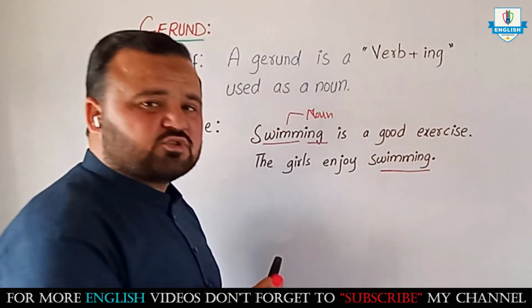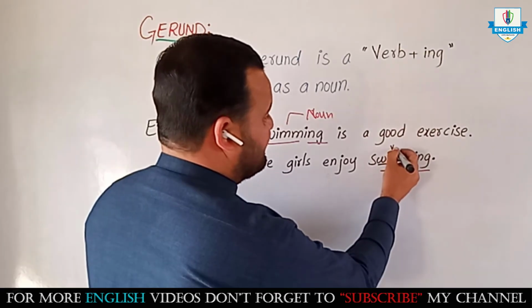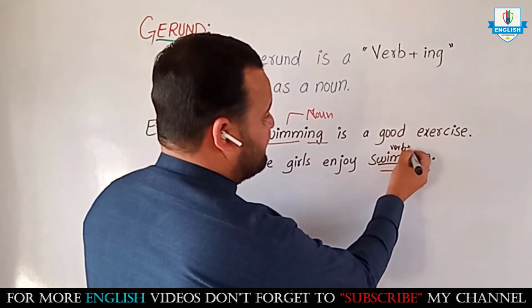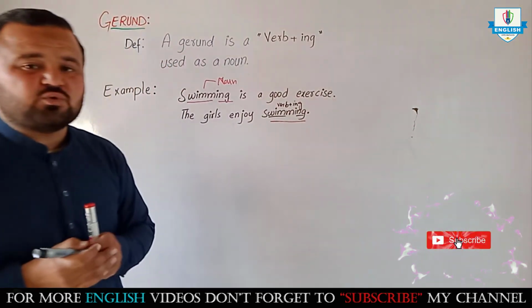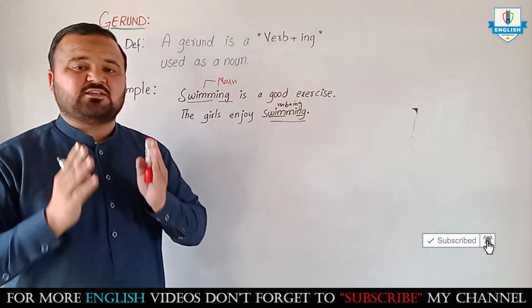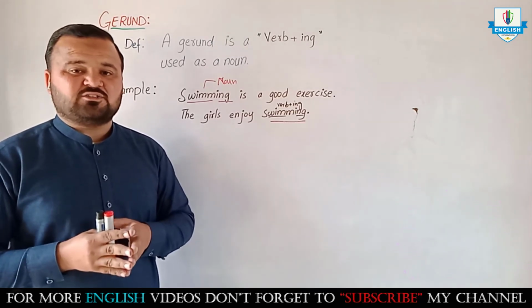How? So we have verb, this one, plus ing form. When you use verb plus ing as a noun, so that word is called gerund.